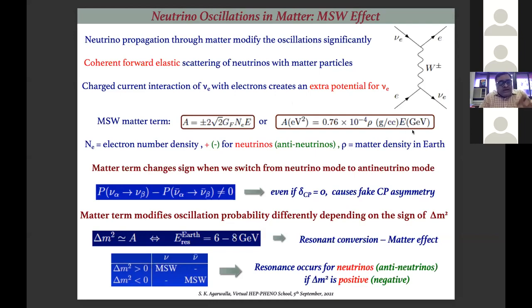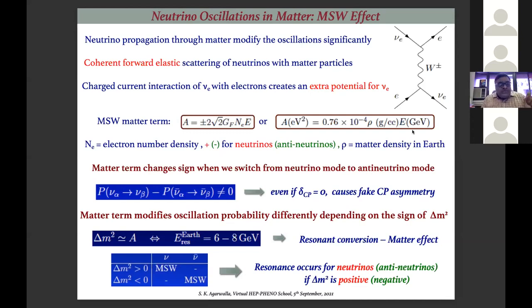Now, you can immediately understand that due to the presence of matter, it will switch or change the sign when you go from neutrino to antineutrino. Now, think a situation. You have produced a neutrino beam in your lab and an antineutrino beam in your lab at different times, and you are shooting that beam to your detector. Now, if you study the oscillation probability of those neutrinos and antineutrinos separately, and suppose if this CP phase that I have been talking about, if it is really zero in nature, then also you will see that these two probabilities are not same. Why? Because there is one difference you have initiated. That is because of matter.